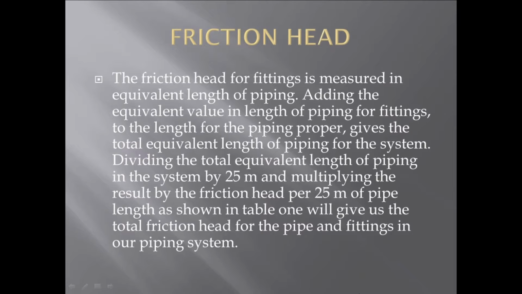The friction head for fittings is measured in equivalent length of piping. Adding the equivalent value in length of piping for fittings to the length of the piping proper gives the total equivalent length of piping for the system. Dividing the total equivalent length of piping in the system by 25 meters and multiplying the result by the friction head for 25 meters of pipe length as shown in Table 1 will give us the total friction head for the pipe and fittings in our piping system.